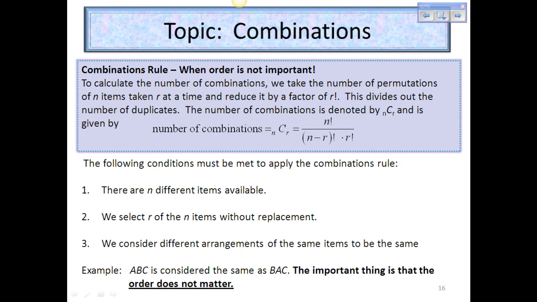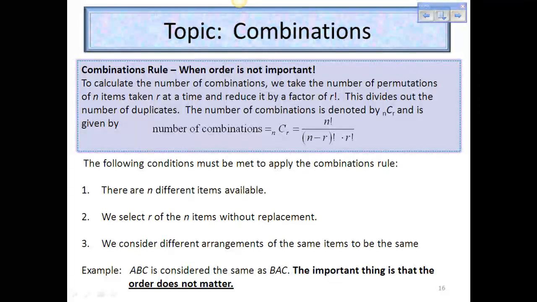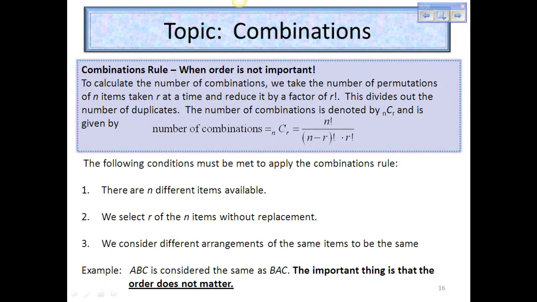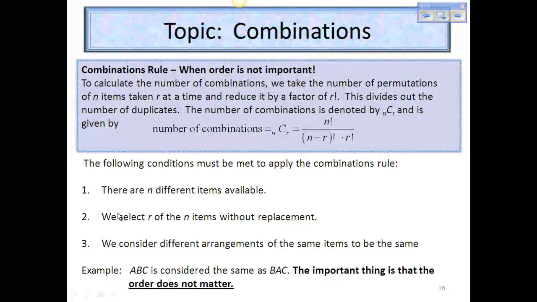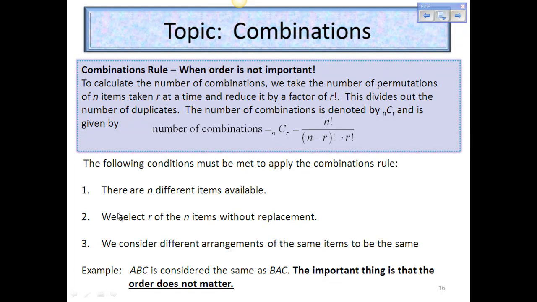Now we'll look at rearranging items when the order is not important. So to calculate the number of combinations, we take the number of permutations of n items taken r at a time and reduce it by a factor of r factorial. This divides out the number of duplicates.